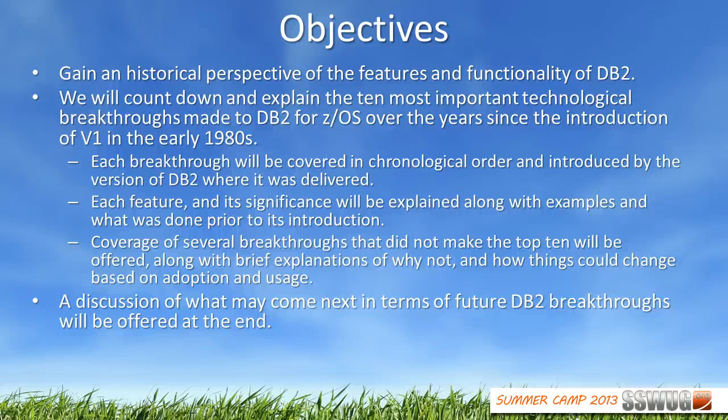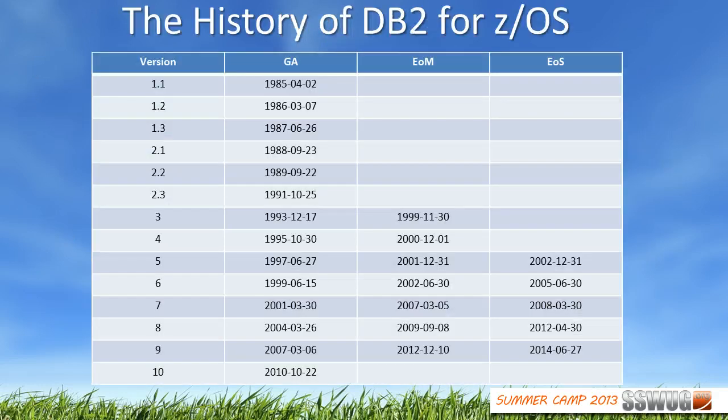We'll look at these breakthroughs not in order of importance, but in chronological order, the order in which they were first introduced to DB2. We'll talk about the version where it came in, and then we'll expound a little bit on the individual feature and its significance in terms of how DB2 changed as a result of that feature being available. Towards the end, we'll take a look at a few of the breakthroughs that didn't make it into the top 10, as well as explain why they didn't, and maybe look at what's coming in the future for DB2.